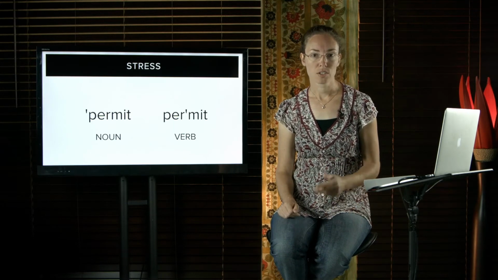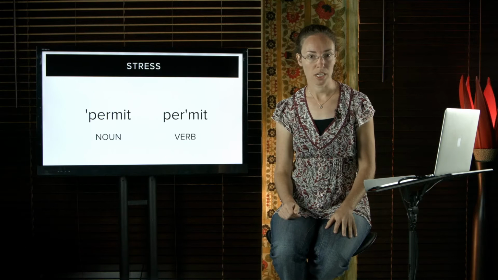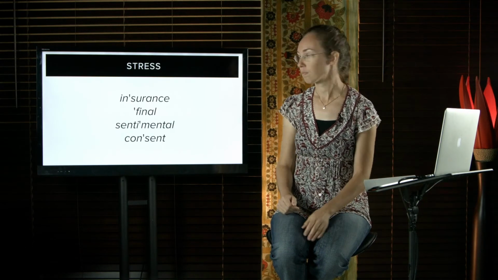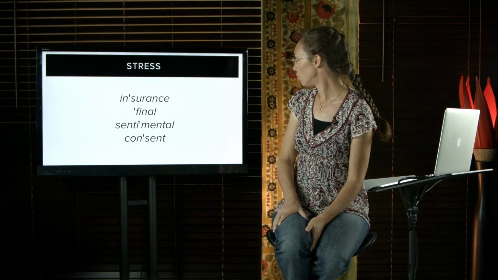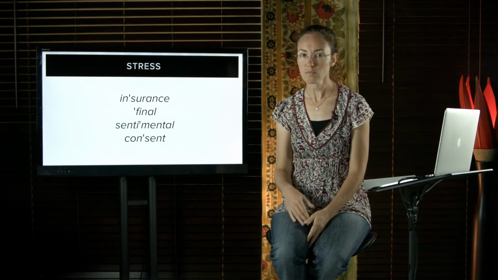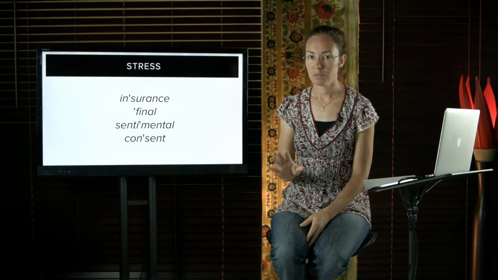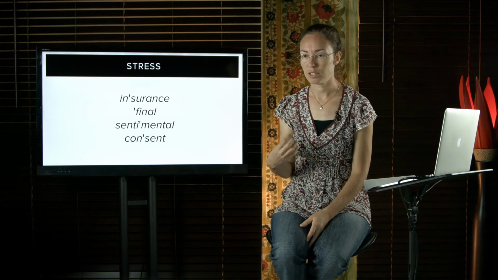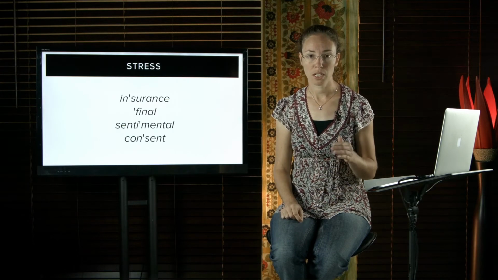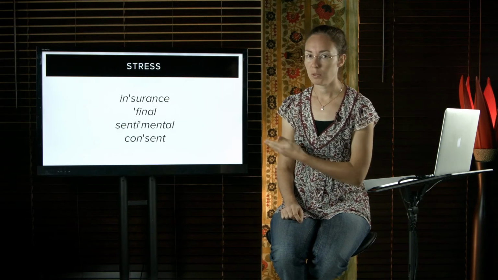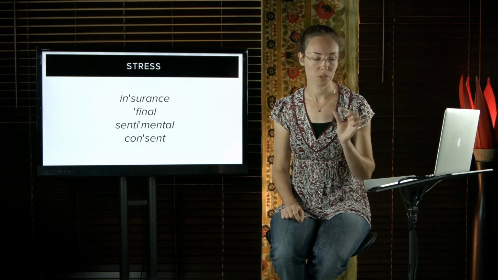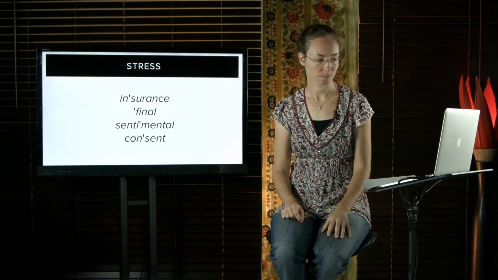In the IPA, stress is marked, as you've probably guessed, by a short raised vertical line, as in these words here: insurance, final, sentimental, consent. Now here we've used English spelling, but generally we would be using this marker in a transcription with the IPA symbols. It is possible to mark a couple of different levels of stress, but we'll only worry about primary stress, so marking the syllable of a word that the most energy is expended on.